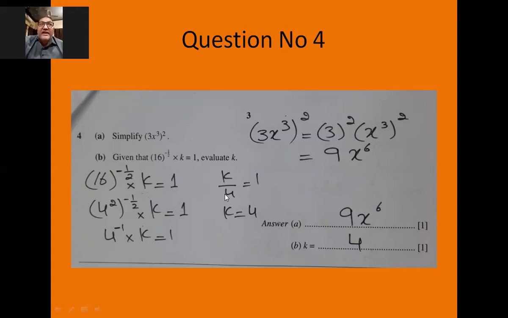This 4 is dividing here. When it will go to the other side, it will multiply. So k equals to 4. So you got the answer, k equals to 4. This is question number 4. So this is how you do with question number 4.